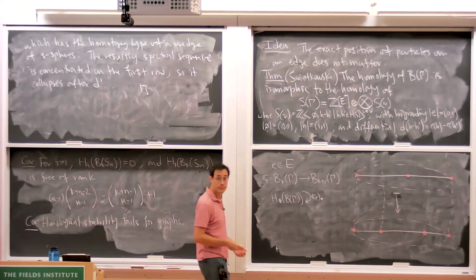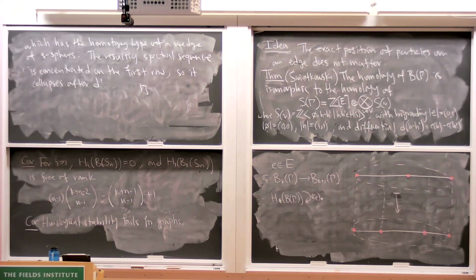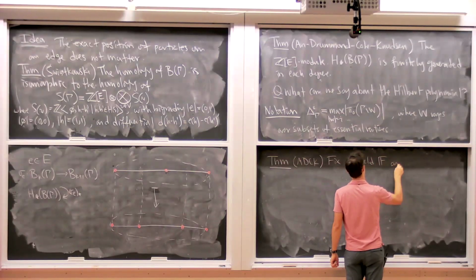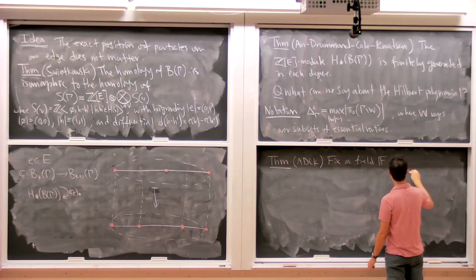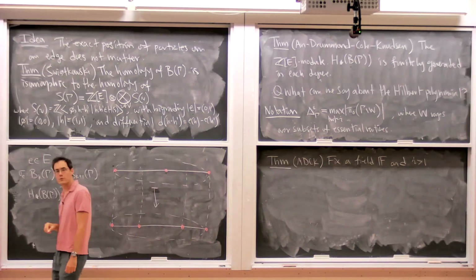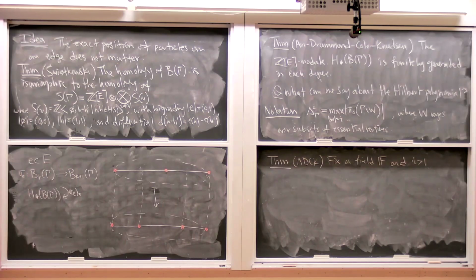Okay. So the theorem that connects this number to the Hilbert polynomial is the following. Fix a field, and a degree of homology that you'd like to know about. For simplicity, let's take the degree of homology to be bigger than 1. That's not actually a restriction, but the statement is slightly simpler. In any case, H1 is completely understood by work of Cohen Park.